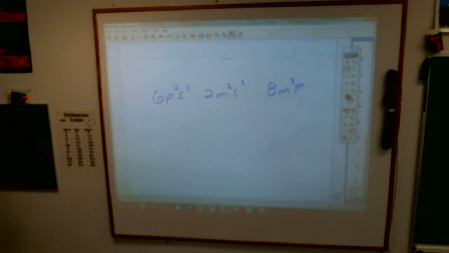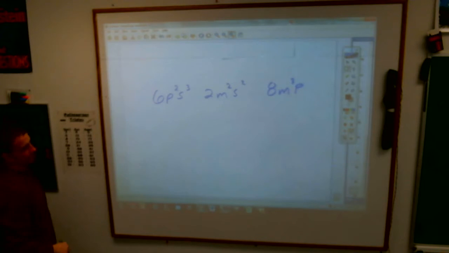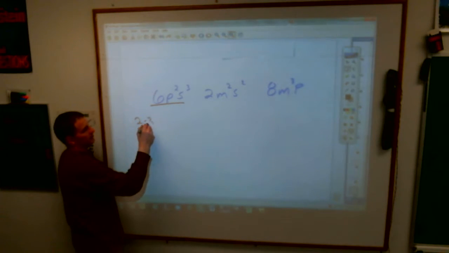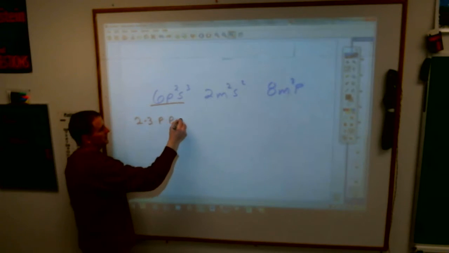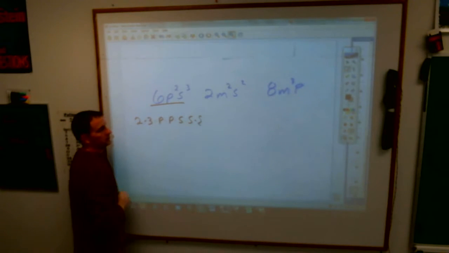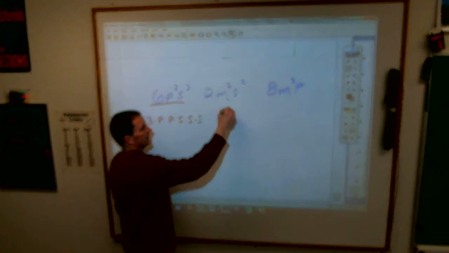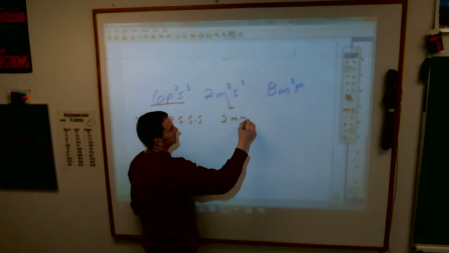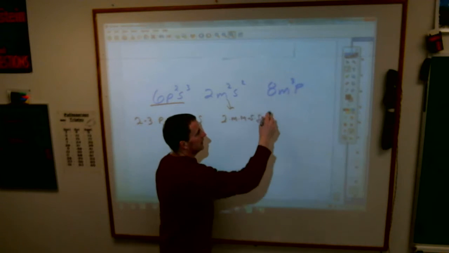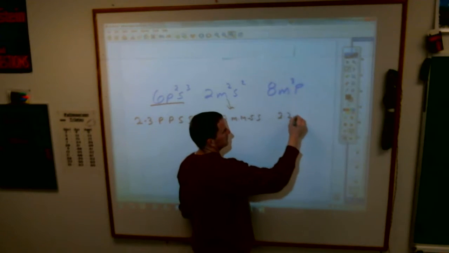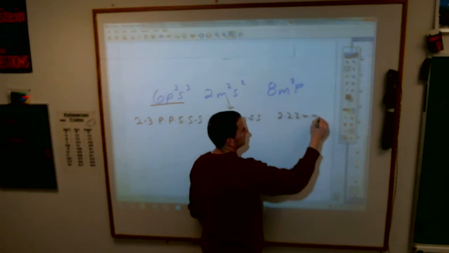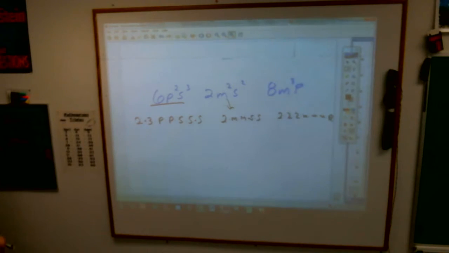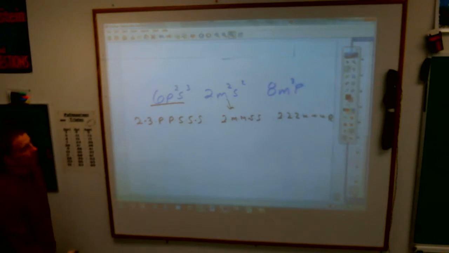Prime factorize, and I'll do one more the long way, and then we'll see if we can do it without the long way. If I prime factorize this, it is 2 times 3 times p times p times s times s times s. If I prime factorize this one, it's 2 times m times s times s. If I do this one, it's 2 times 2 times 2 times m times m times m times p. Stop me there if you don't get the prime factorization thing, just breaking it down.